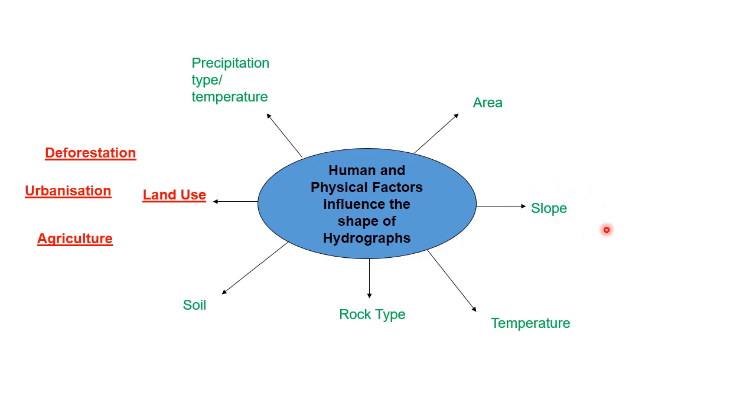Right then, land use. Now, this one is a little bit more complicated. This is your human factor here. This is what human beings have done to influence whether a flood is likely to happen or not.